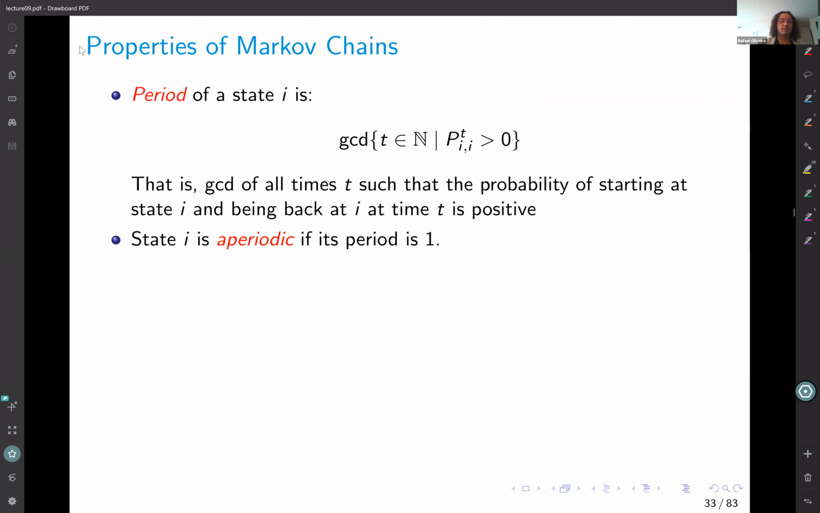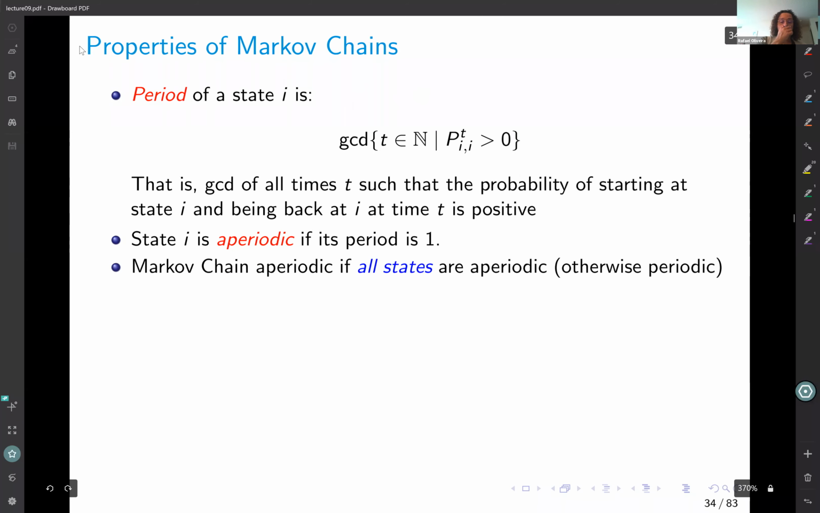More generally, we say a state i is aperiodic if its period is 1. And we say that a Markov chain is aperiodic if all the states are aperiodic. So if there's one state which is not aperiodic, which has a non-trivial period, then we don't say that the Markov chain is aperiodic. The Markov chain is aperiodic if all of the states are aperiodic.